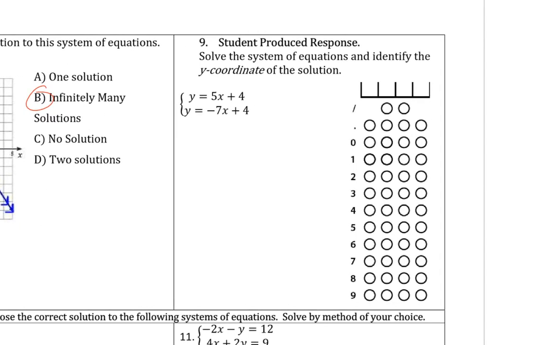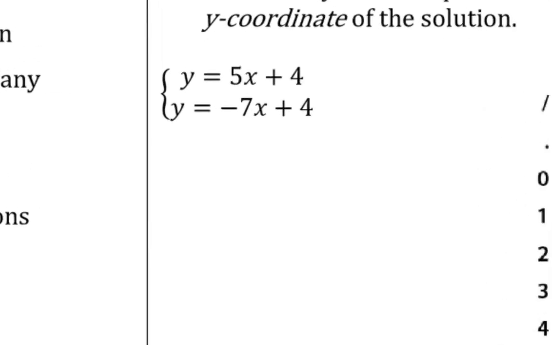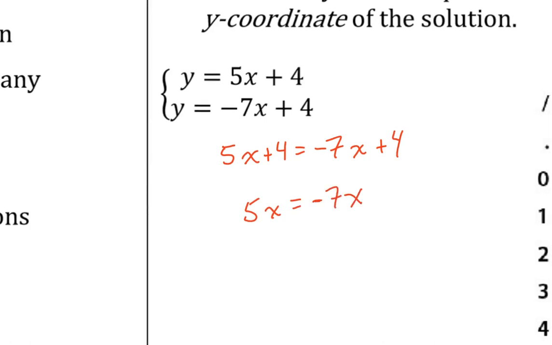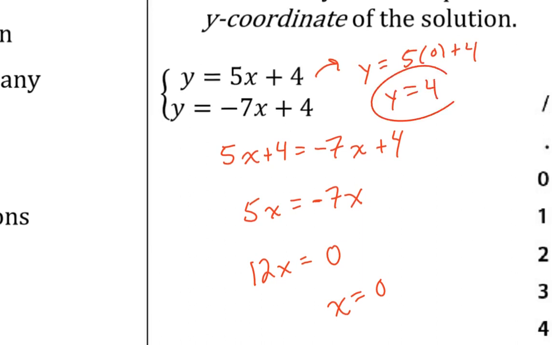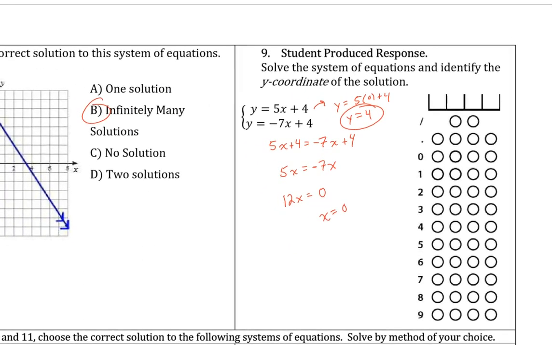Here, we're looking to solve the system and identify the y coordinate of the solution, so the y value that makes it work. Here we have 2 equations that are set equal. So we can substitute directly and set them equal and solve. If I subtract 4 over, that'll cancel out. I'd get 5x is equal to -7x. If I add 7x to both sides, I'd get 12x is equal to 0. And dividing by 12, I'd end up with x equals 0. So if I plug into my top equation, I'd have y is equal to 5 times 0 plus 4. And I'd end up with y is equal to 4. So my answer would just be 4.